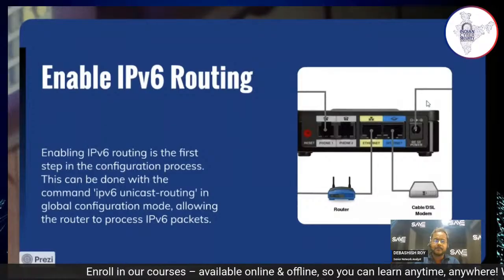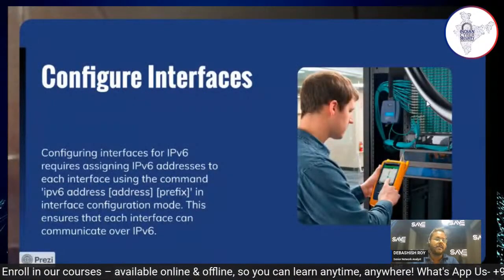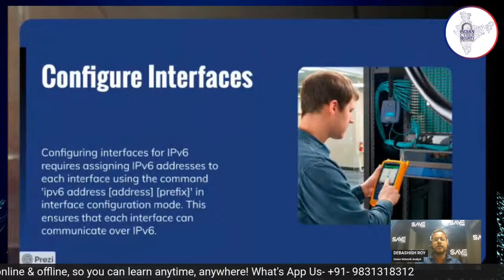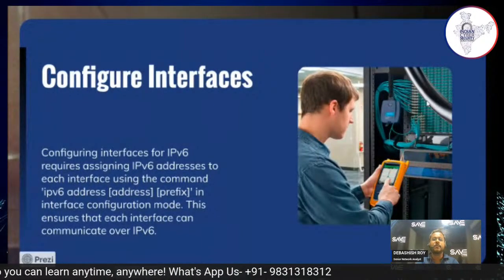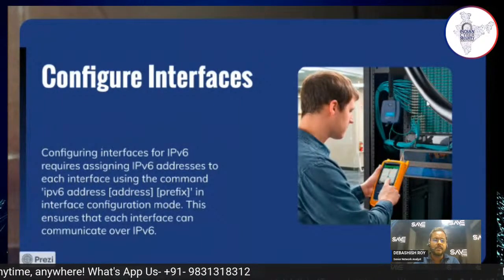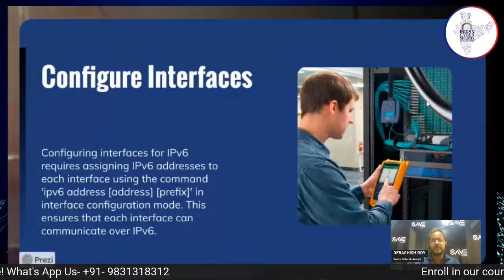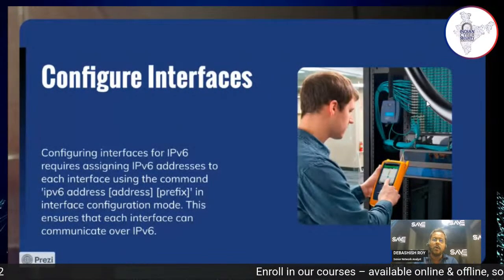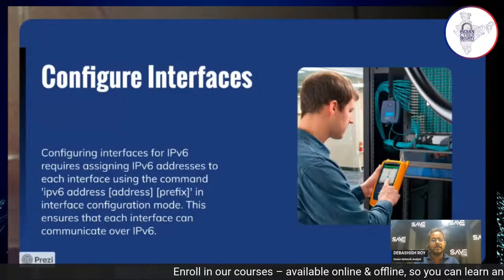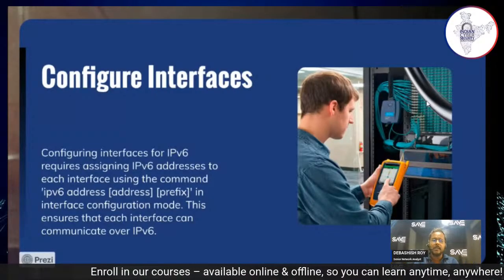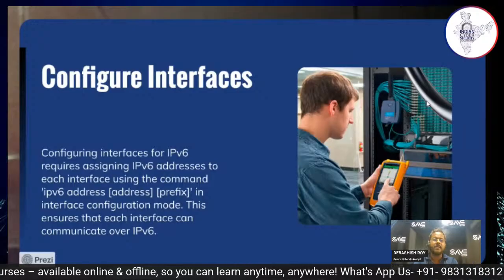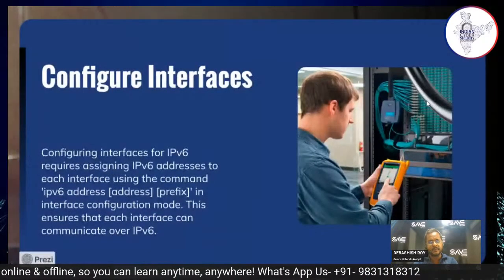Then configure interfaces, that is the second part. Configuring an interface for IPv6 requires assigning an IPv6 address to each interface. Which command? The command is ipv6 address. Then you give the address and the prefix, that is a /64 or /128. That is the prefix in IPv6 we use in interface configuration mode, and it ensures that each interface can communicate over IPv6.